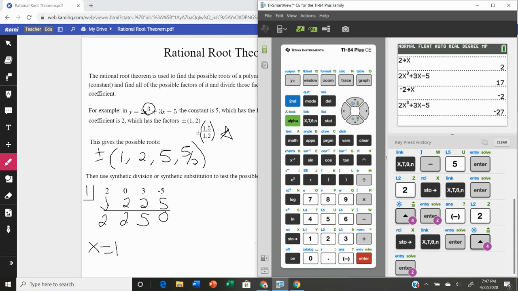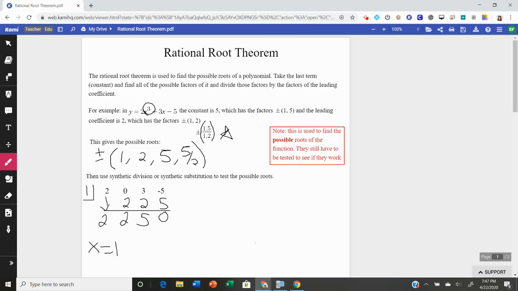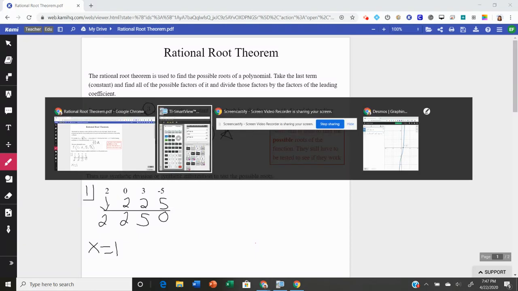Hit enter. Again, -2 is not going to work for us. So we're halfway through testing all of our possible options. You can keep going through this method, but for the essence of time in this video, I'm not going to test the other ones because I actually know that they don't work. We actually only have one answer here.